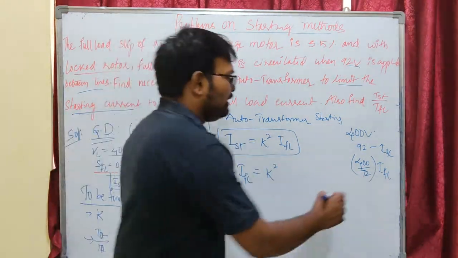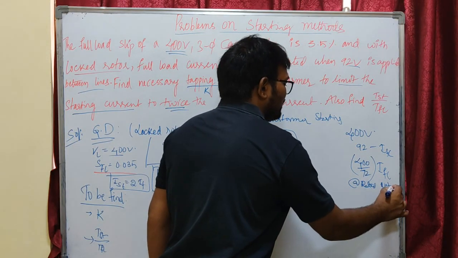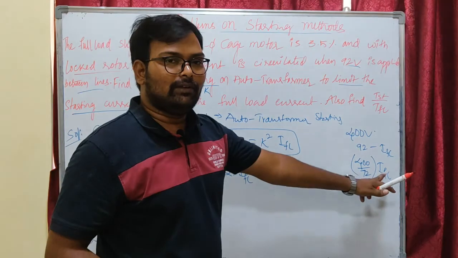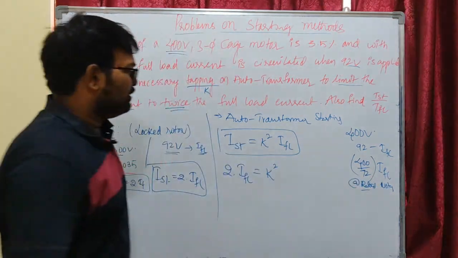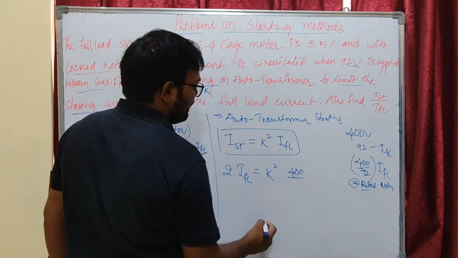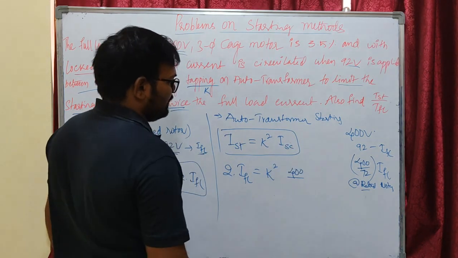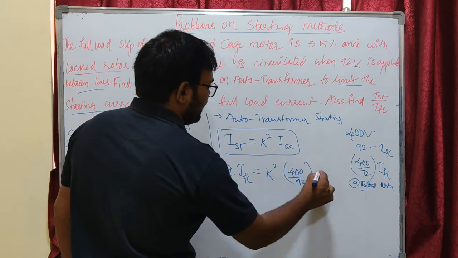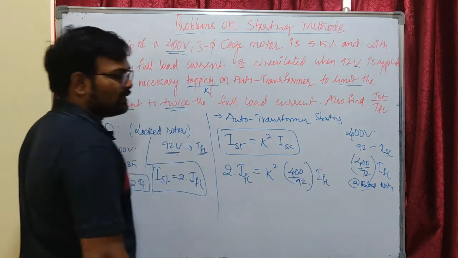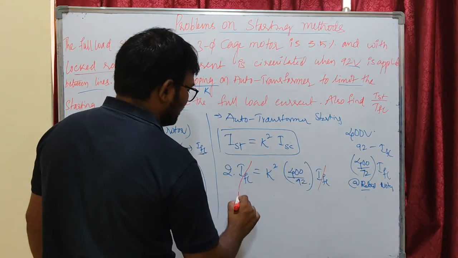That is at rated voltage. At rated voltage, the short circuit current is 400 by 92 into IFL. This is under the rated condition. So the starting current will be equal to K square times ISC, that is, K square times 400 by 92 times IFL, at rated voltage condition. So you can find out the K value here.